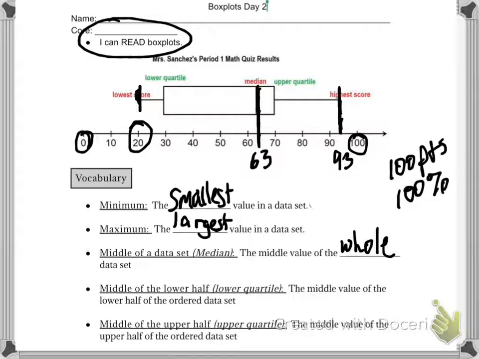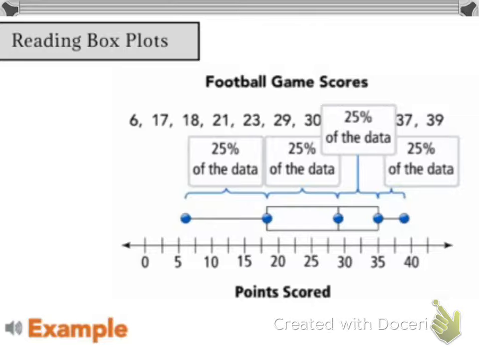And then our lower quartile, the middle of the lower half of the scores, is going to be here, and it's like 29 or 30. And then our upper quartile is right here, and that's 70. Okay, so that's how we read a box plot. So let's go ahead on to the next page.